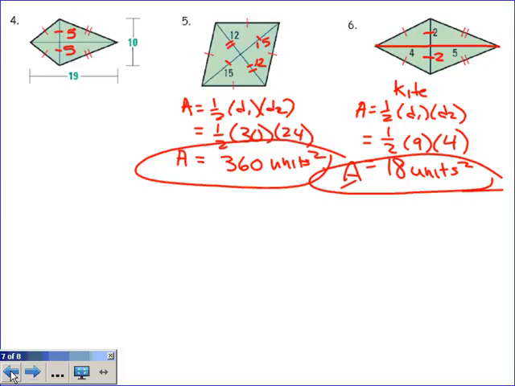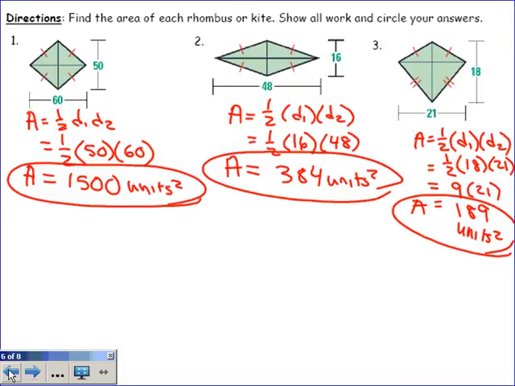Just realize that the diagonals do bisect each other for a rhombus. For a kite, only this one diagonal bisects the other. This one obviously is 4 and 5. If they were the same, like 5 and 5, you actually have a different shape. It would no longer be a kite. Keep that in mind. It would probably then be a rhombus.